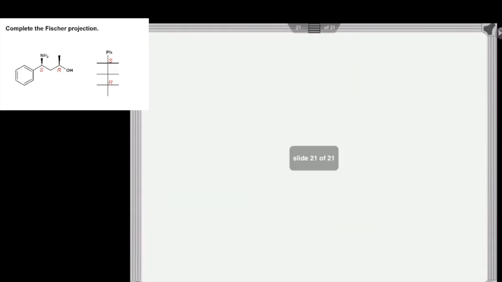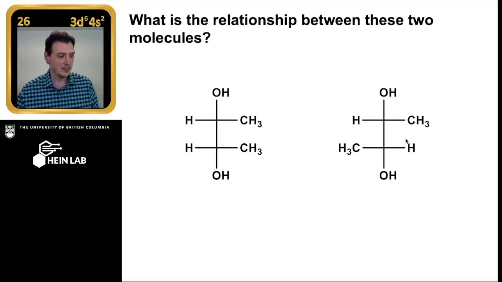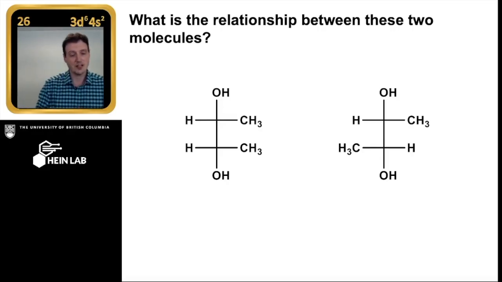So that's why these RS notations are so powerful. It allows you to go through and double check to make sure that just by redrawing them you haven't changed configuration anywhere. Okay? So last thing we want to talk about. Fischer projections like this are very good for quickly looking at relationships between two molecules. So if we asked you what is the relationship between these two molecules, what are their properties, we should be able to visually pick it up quickly.